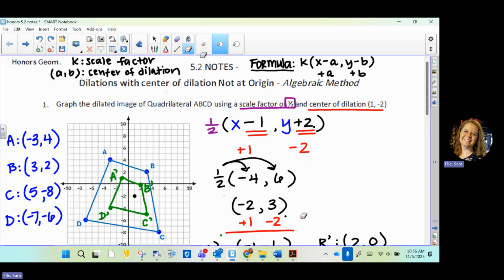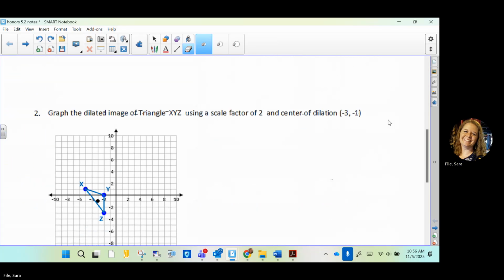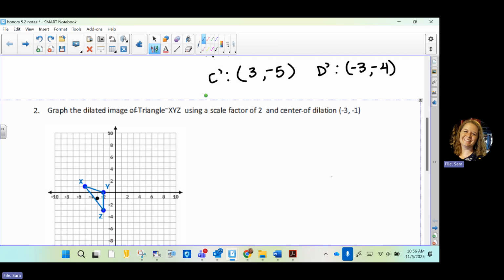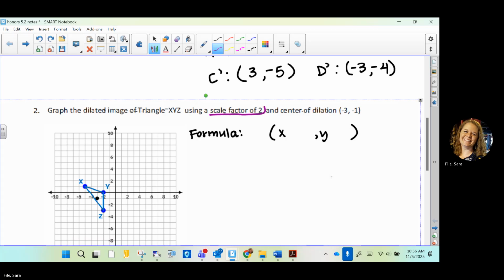Okay, so I'm going to do one more with the algebraic process with y'all, and then I'm going to flip over and show you how to do it graphically. We're going to use this same formula on example 2. So in example 2, I'll write down my formula. What is my scale factor? That's going to be my K. So K is 2.